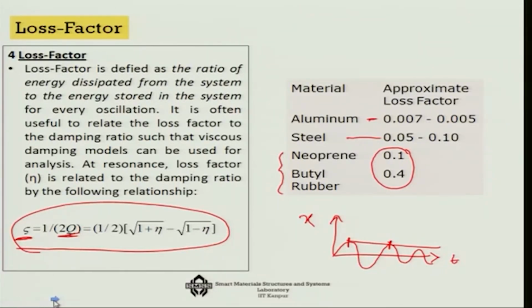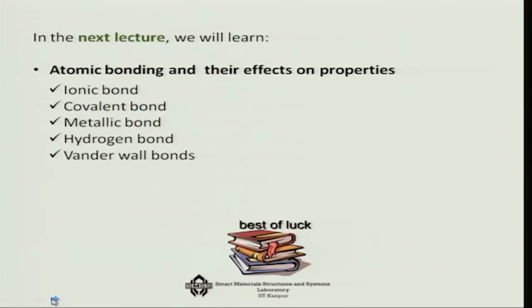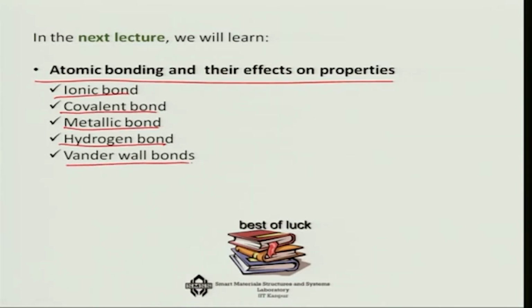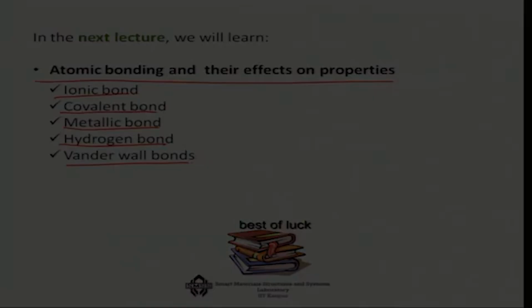So, that is broadly the mechanical properties that we have discussed. In the next lecture, we will leave the mechanical properties and try to find out the source, the reason for these mechanical properties, and we will start with atomic bonding. We will go to the very core issue of atomic bonding, and we will see things like the ionic bond, covalent bond, metallic bond, hydrogen bond, and van der Waals bonds. So, once we understand these, we will be able to explain these properties with the help of atomic bonding. Thank you.